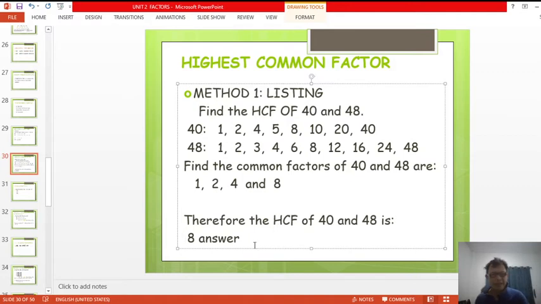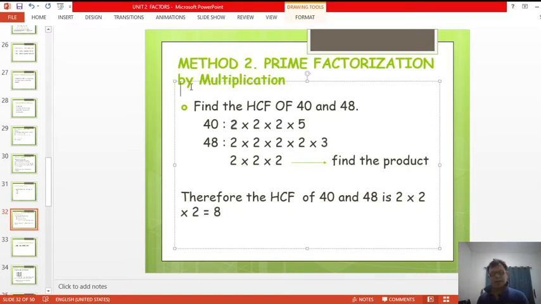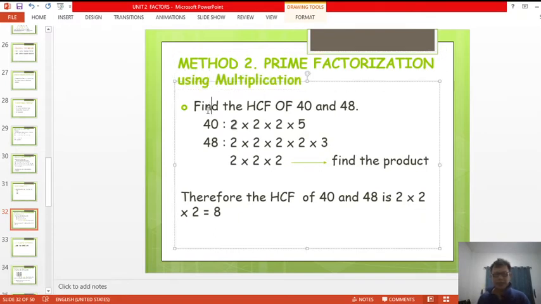What's the next method? The next method is by prime factorization. Prime factorization using multiplication.